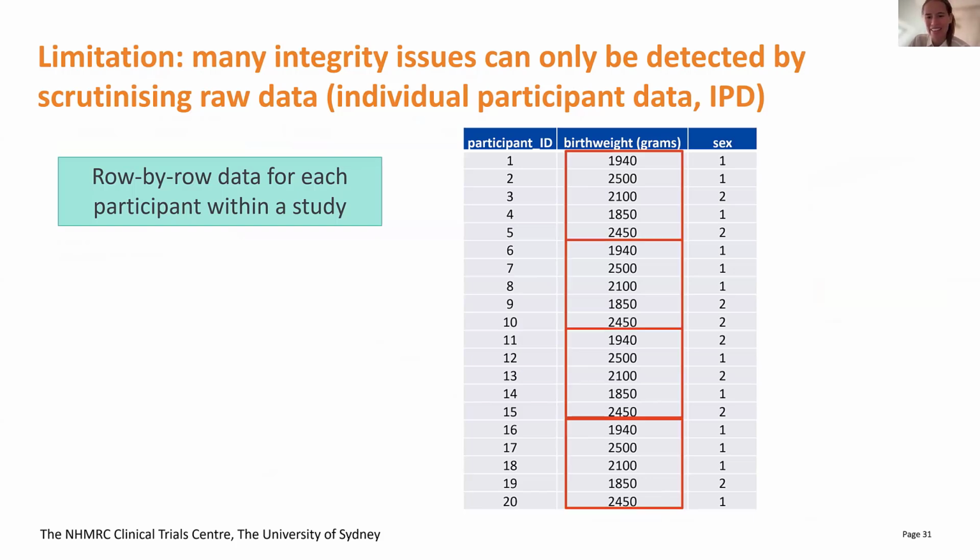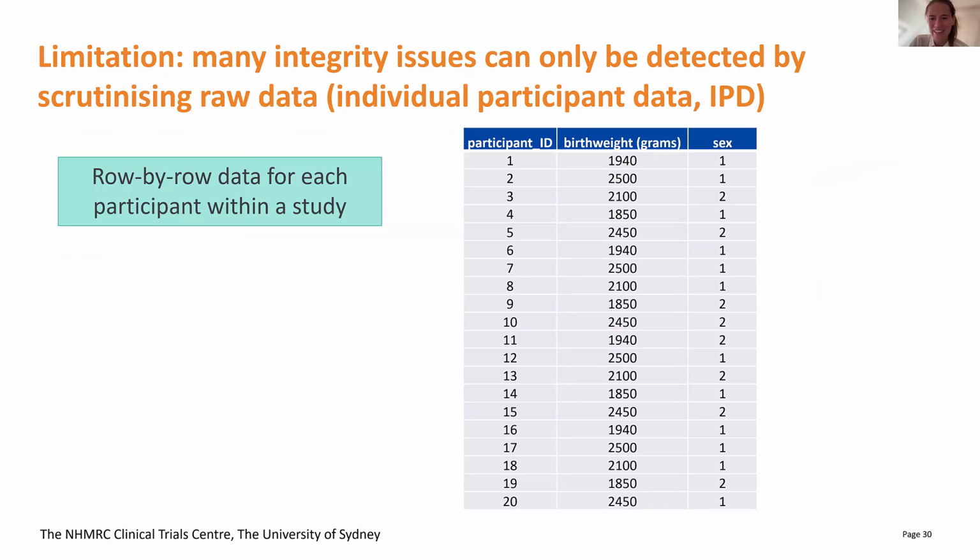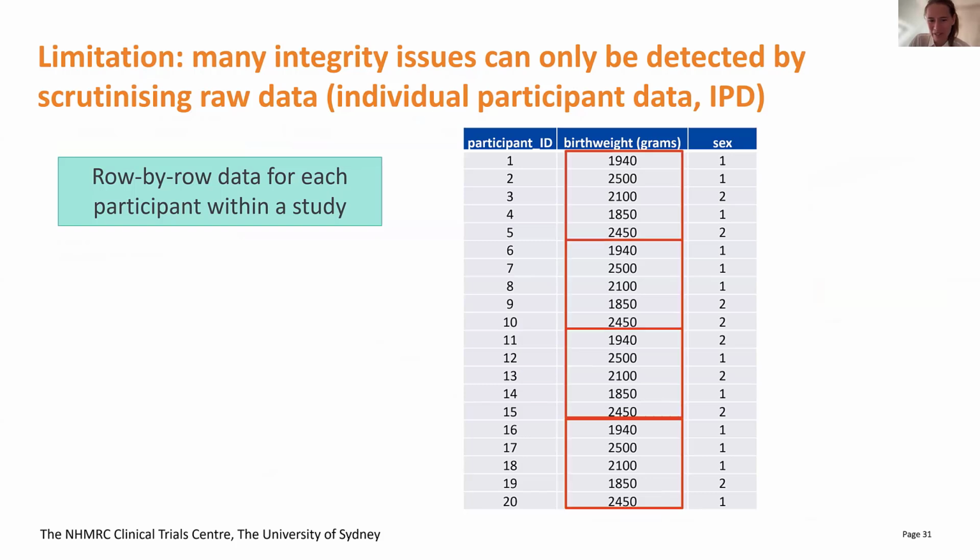And you may think that this example data set looks really normal and great, but I just want to draw your attention here. This is what we call repeated patterns, which has sometimes been found in fraudulent studies in data sets that looked fine in publications. And then when the data was scrutinized, things like this were found. Here you can see actually someone has just copied and pasted participant rows across. So it all starts with a 1940, and then participant 6 starts with that again, and so on.